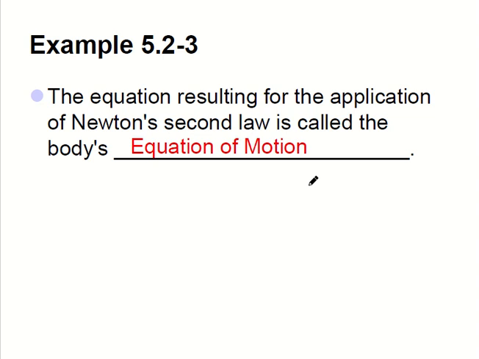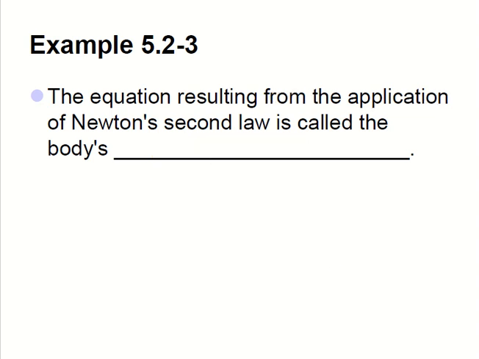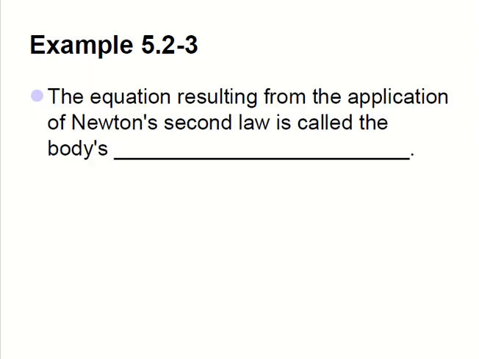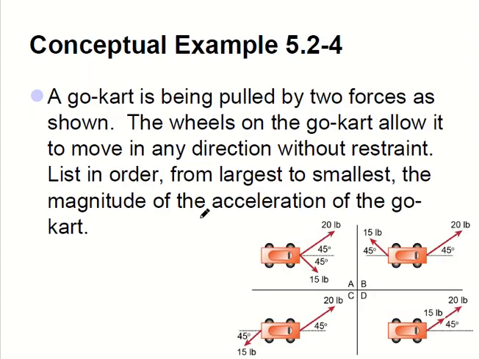So the equation resulting from the application of Newton's second law, we call it by this name: that is the equation of motion. Meaning the equation that comes from Newton's second law, and we call it the body's equation of motion, which is actually, let me go back. All right, this one. Don't forget the components, by the way.